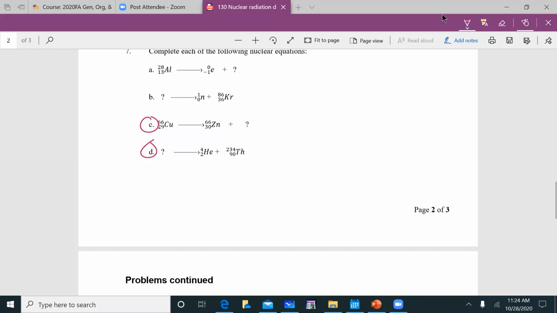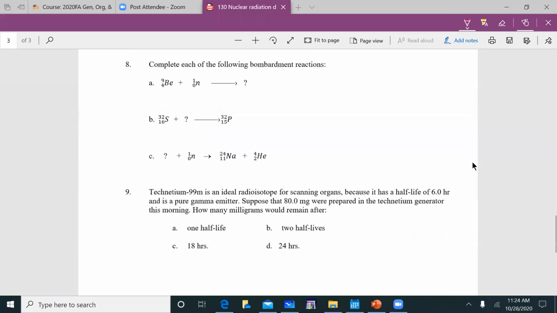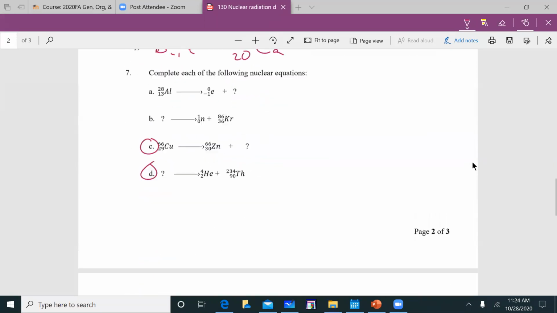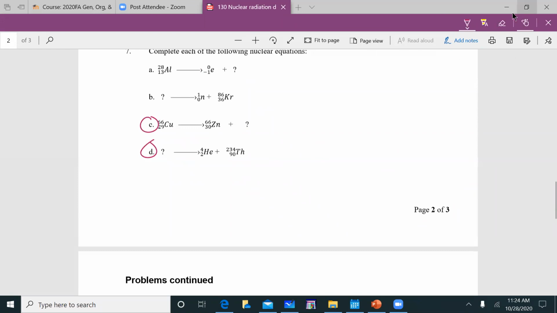Lauren, are we going to talk about how to do 9 today? Is that referring to half-lives? Yes, we will talk about that today, Lauren. Once we finish these 2 examples, we'll go into half-life and Geiger counters and things like that.